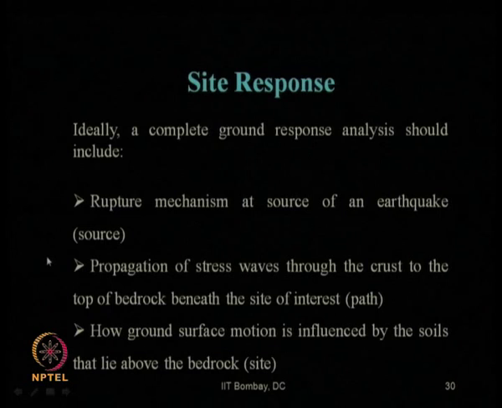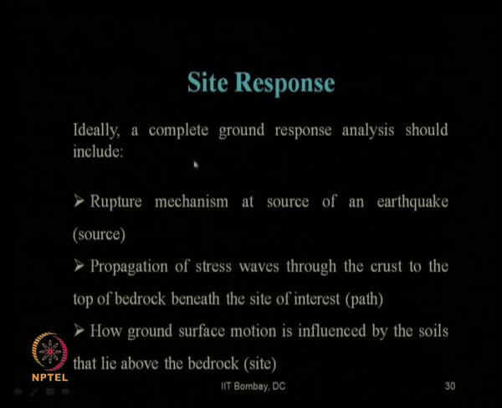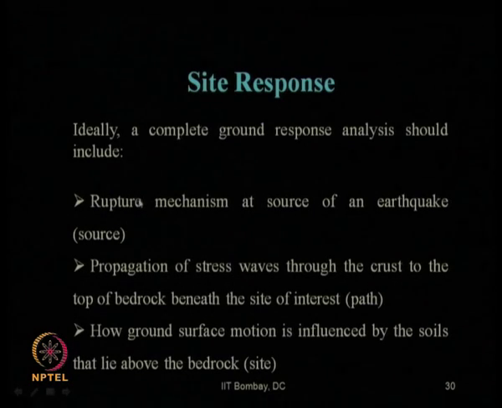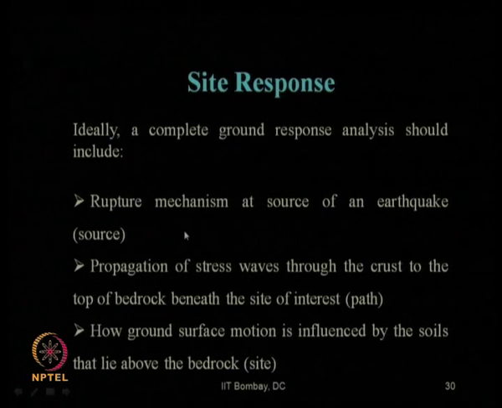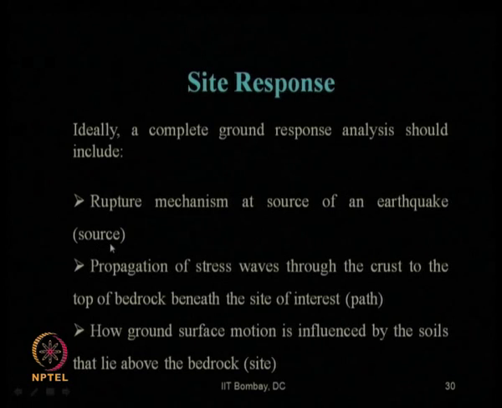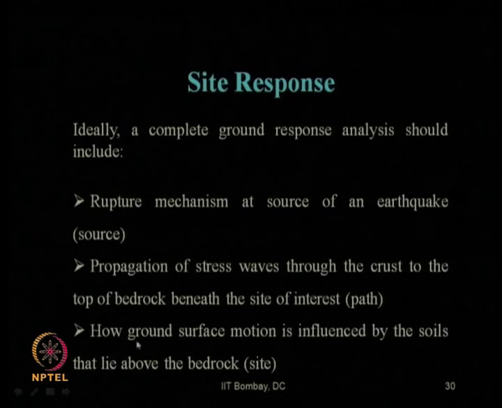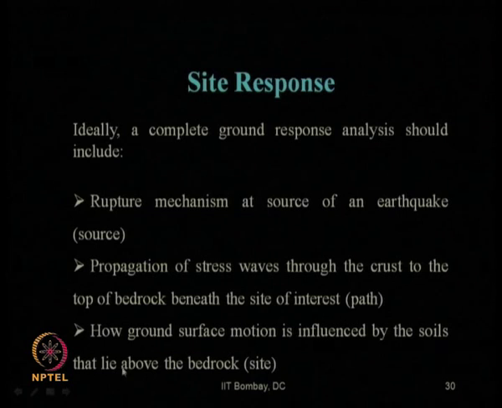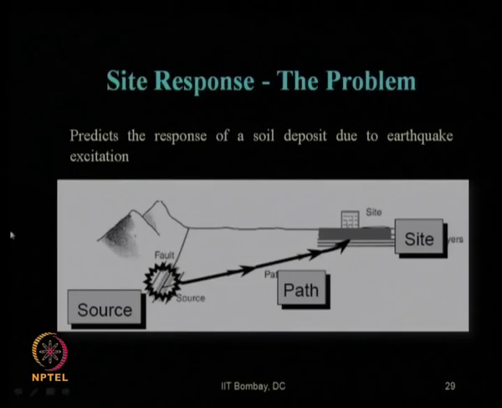So, what are the steps in site response analysis? Ideally, a complete ground response analysis should include these three steps or three media. One is the rupture mechanism at the source of an earthquake, which should be known completely, and which we have already named as the source in the previous figure. Next is the propagation of the stress waves through the crust to the top of the bedrock beneath the site of interest, which we call the path. And next is how the ground surface motion is influenced by the soils that lie above the bedrock, which we call the site. That means, if we go back to the previous picture, the first one is the source where earthquake energy gets released, then the stress waves or seismic waves travel through a path.